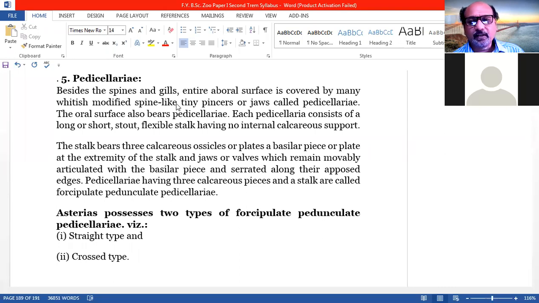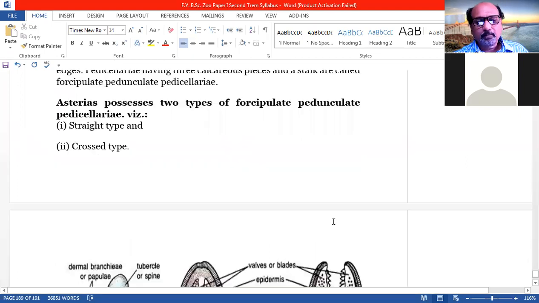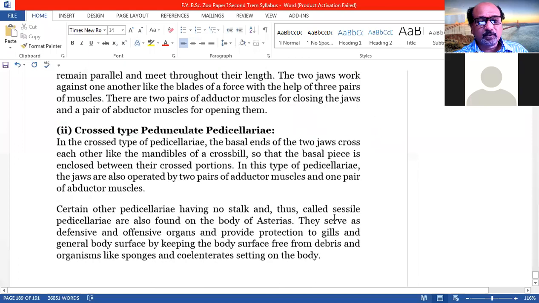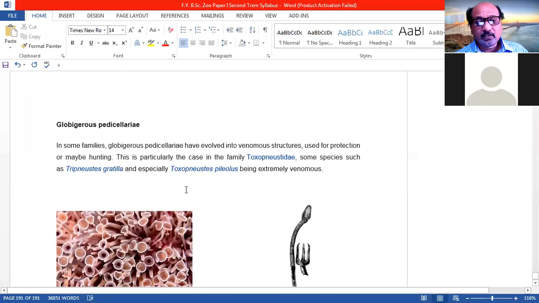Generally, various kinds of pedicellariae are found in echinoderms. Not only in starfish, but in echinoderms, various kinds of pedicellariae are found. Basically, there are generally two types, the straight type and the cross type. But some other types of pedicellariae are like this.